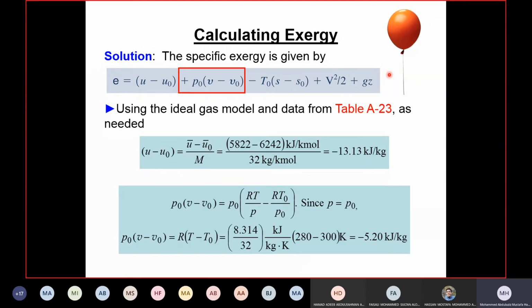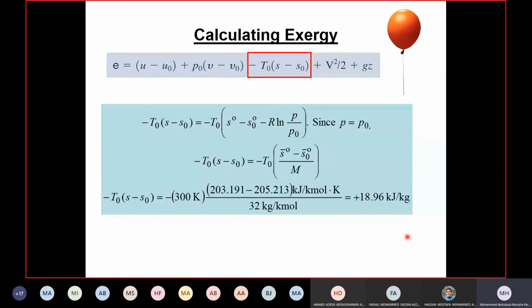So now we go to the second term. The second term is P naught, which is 100 kilopascal, and V minus V naught. How do you calculate V and V naught? V we will calculate at the state which is 280 and 1 bar, and V naught we will calculate as R T naught over P naught. Therefore we can get this term also negative here. Okay, so this is the second term. We'll go to the third term, T naught times S minus S naught.